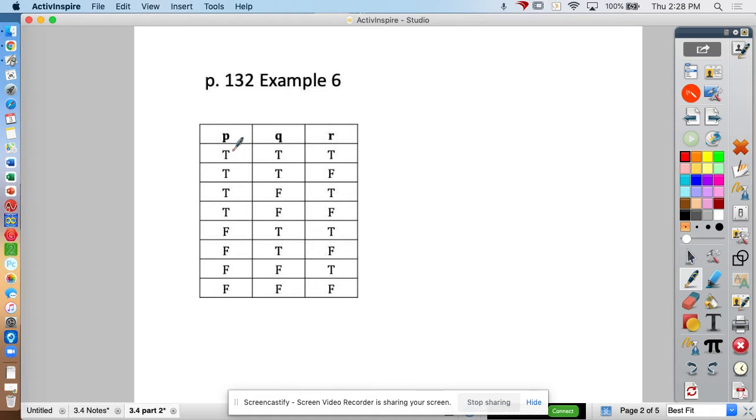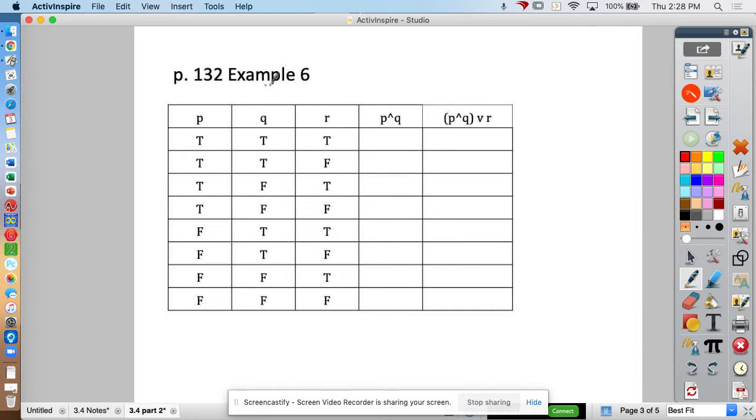Again, P is either true or false. So this time it's going to have 4 trues, 4 falses. Q is also either true or false, and you're going to break this up into sets of 2. 2 true, 2 false. 2 true, 2 false. And then R is either true or false. And so in order to get all the options, we alternate. True, false, true, false, true, false, true, false. So this now is your memorization for when you have 3 different cases.